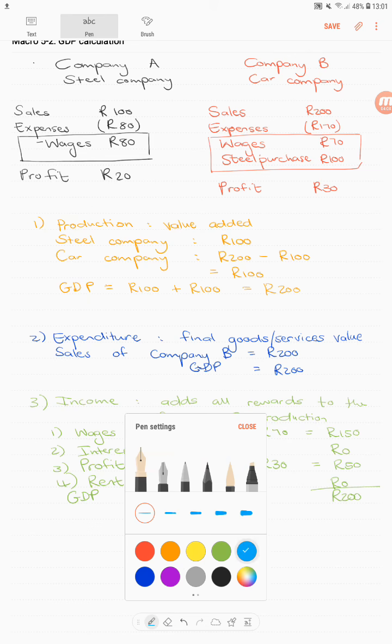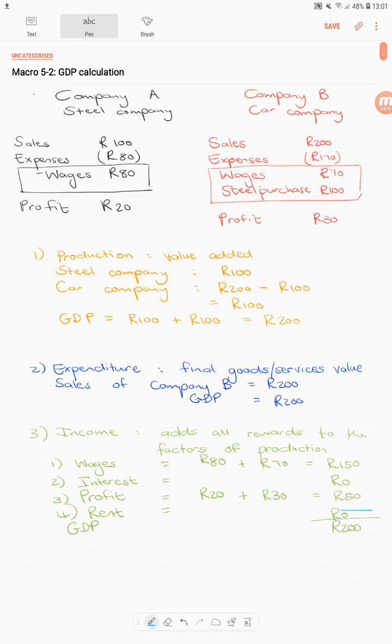What I would like you to note as well is that in all three cases, production, expenditure, and income method, the GDP is equal to 200.